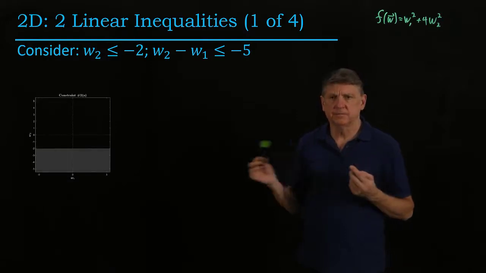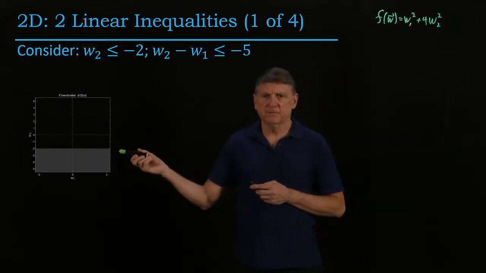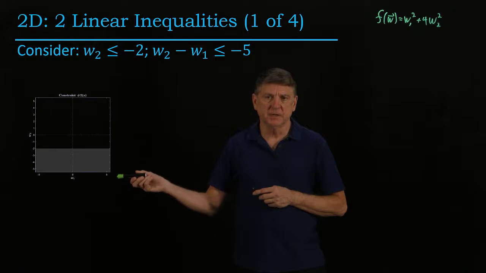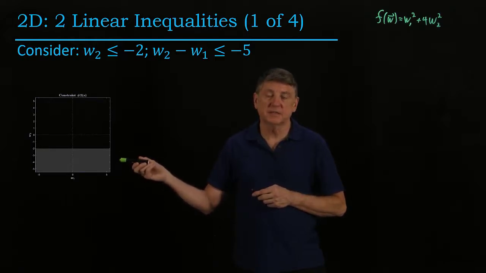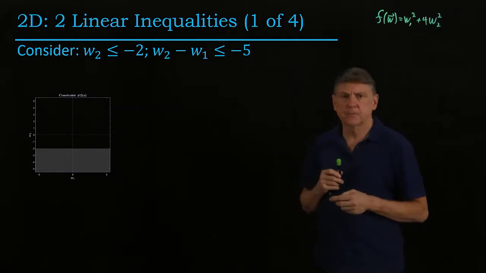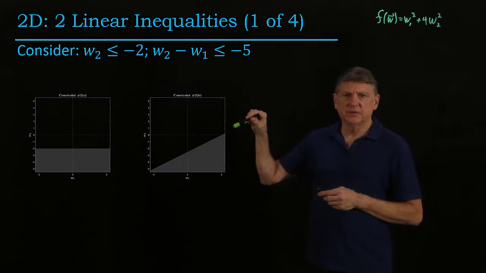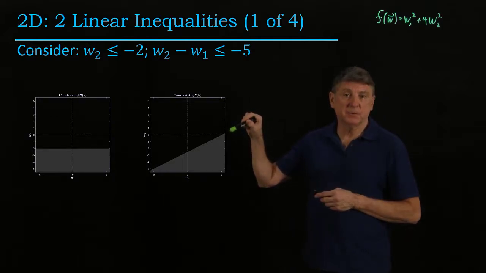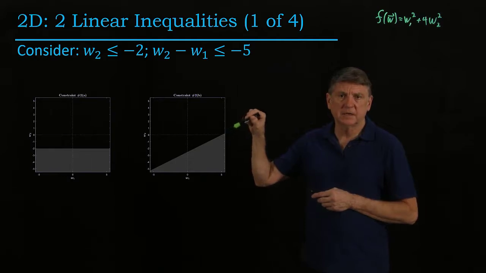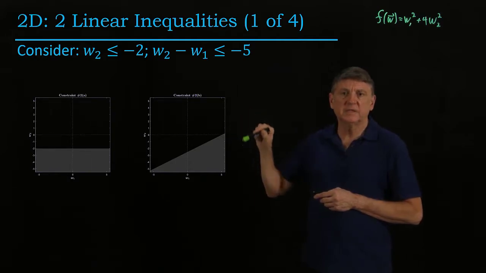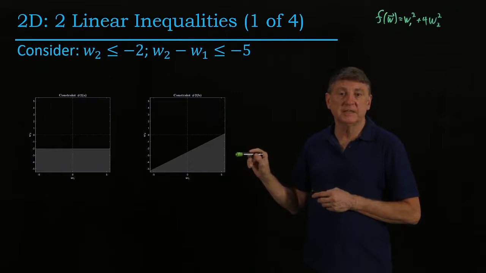Let's graph these. The graph of the first one is saying that its feasible set, or its level set, is this shaded region. So those are all the vectors that have a second entry that's less than or equal to minus 2. When we look at the second constraint, we see that the constraint line, that is the boundary or the level curve of that constraint, is a tilted line, and we can see that the shaded region is the feasible set.